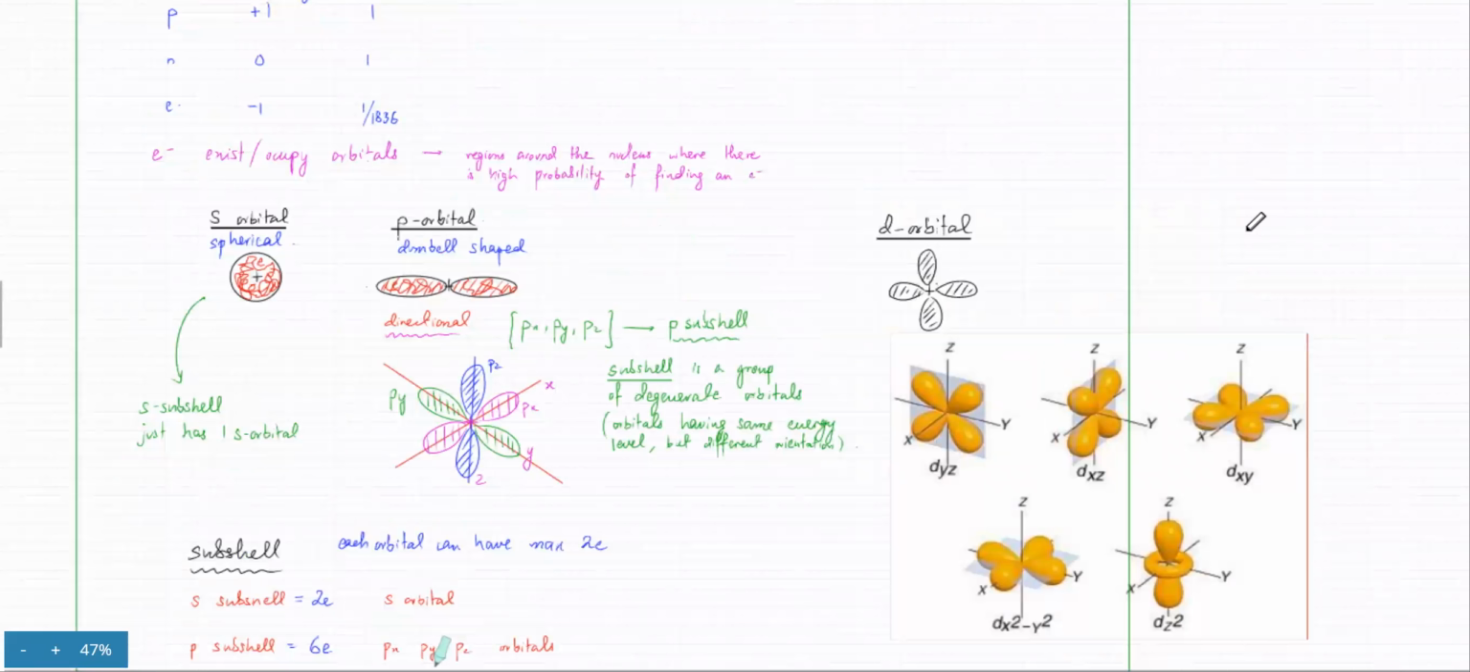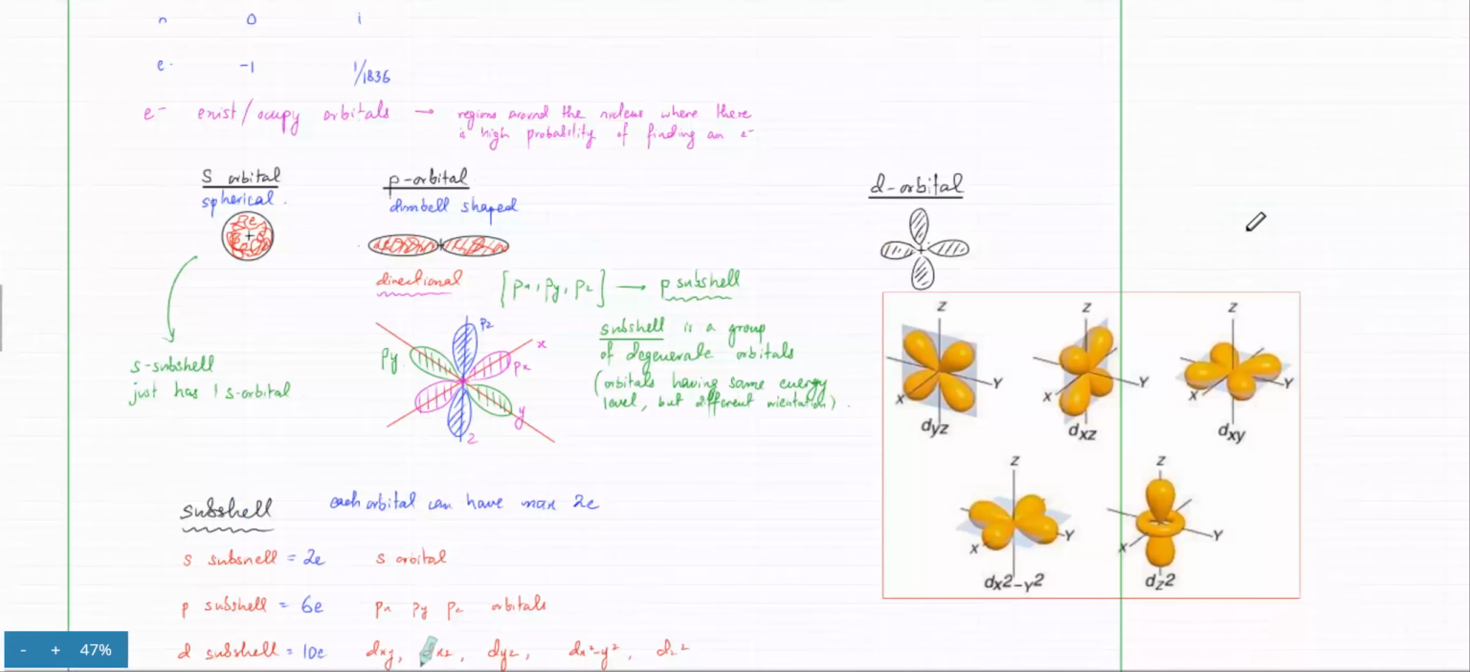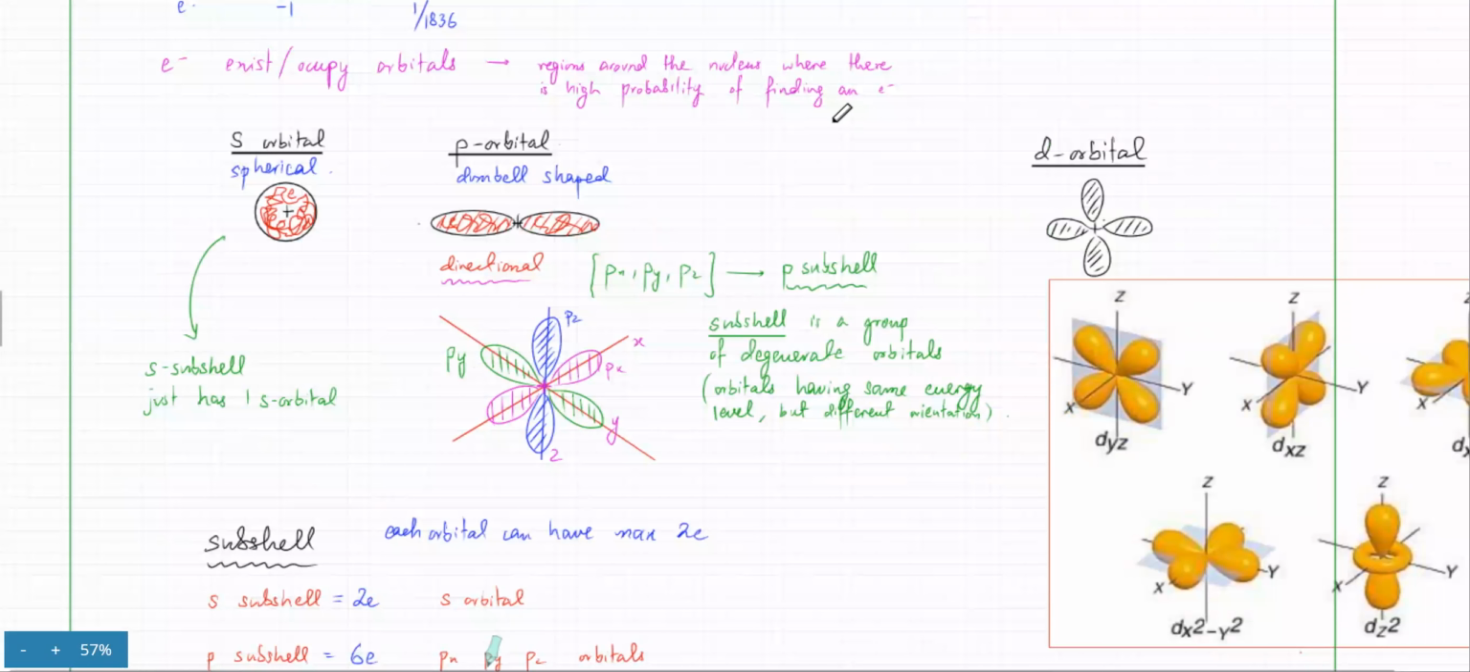So I'm going to quickly recap what we did last time. We said that electrons occupy orbitals, and you can think of them as bees swarming around sweets.